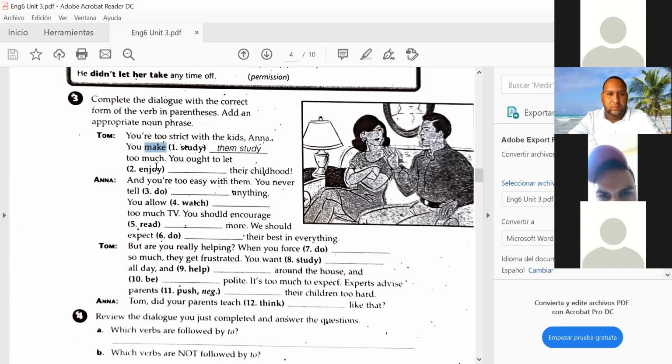All right, now, but check this. It says, you ought to let them. Do you say let them to enjoy or let them enjoy? Let them enjoy. Right, so you see after let, you don't use the particle to either, right?